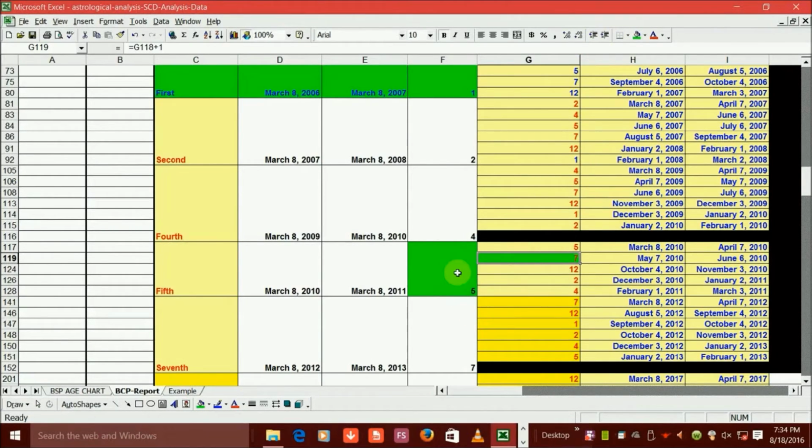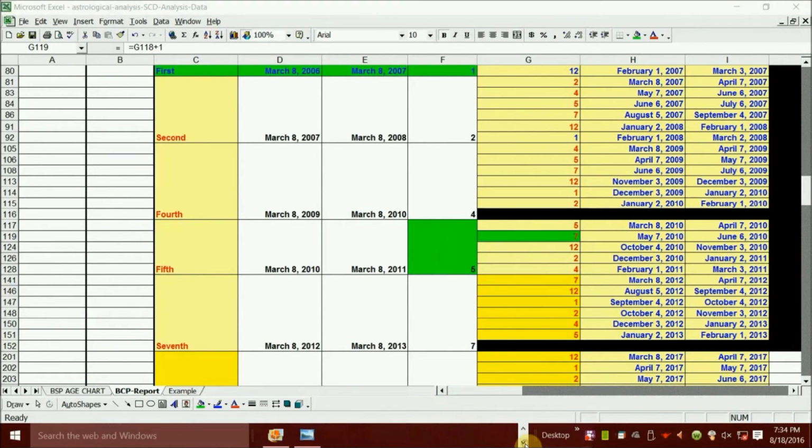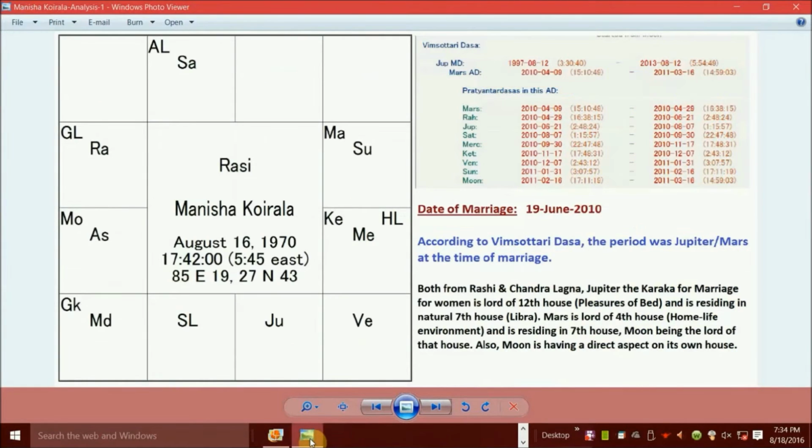Here you can see 6th June is the end of that, but due to calculation errors from the time of birth or other calendar date calculations, you can see a little bit of plus or minus 1 week difference. That's the reason why, even though the marriage happened on 19th June officially, astrologically it might have happened somewhere during the 5th house Mahadasa and the 7th house Antardasa.